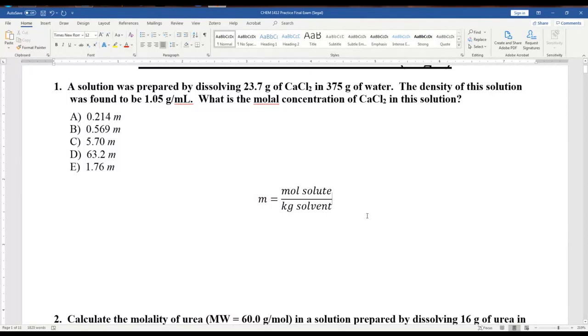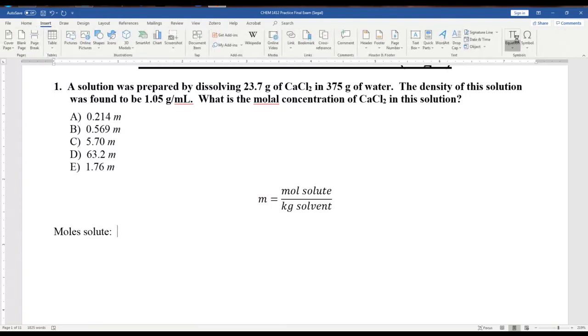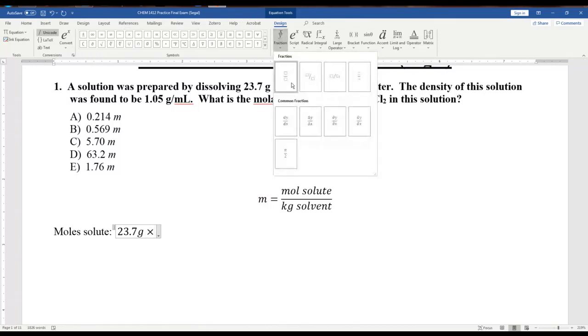So in this case, to solve for the molality, I have to solve for the moles of the solute, and then I have to solve for the kilograms of solvent. So I'll start with the moles of solute. For this particular part, I'm going to start with my grams because I can convert the grams of CaCl2 to moles, right? All I'm going to need to do that is what?